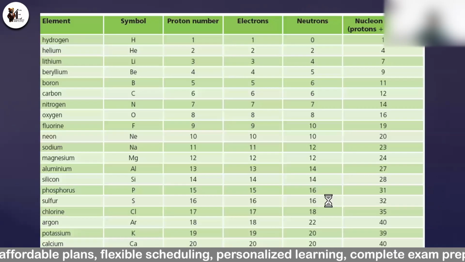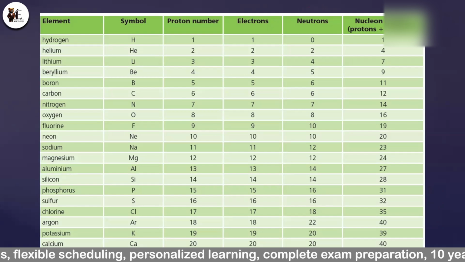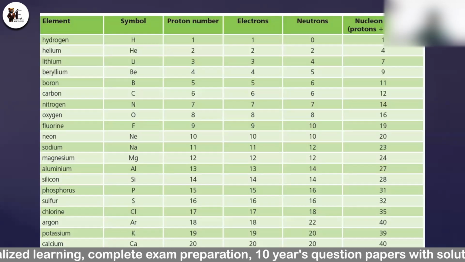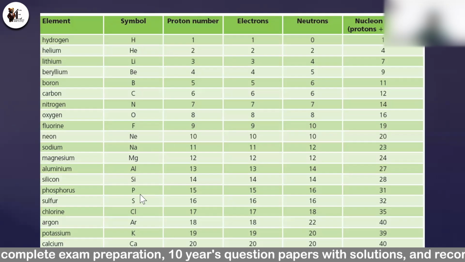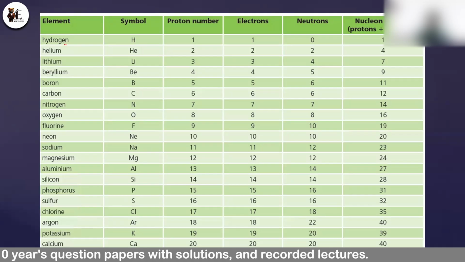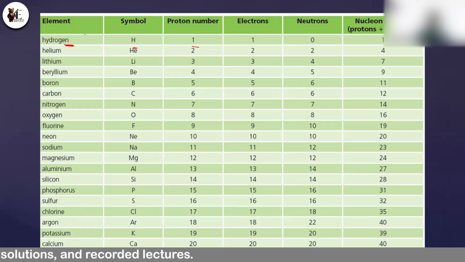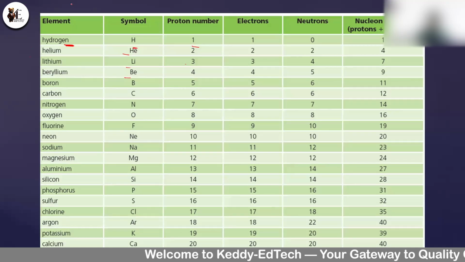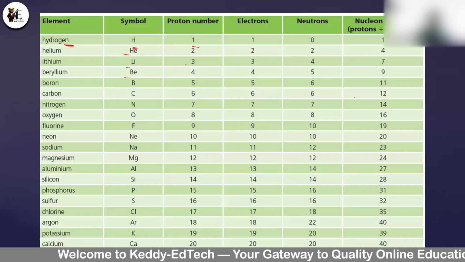I hope the difference is clear. Now look at the periodic table. Here there are 20 elements which you have to at least learn. Hydrogen is the first element. Symbol is H. Its proton number is 1. Helium is He. Lithium is Li. Beryllium is Be. Take a screenshot so that this will remain with you.